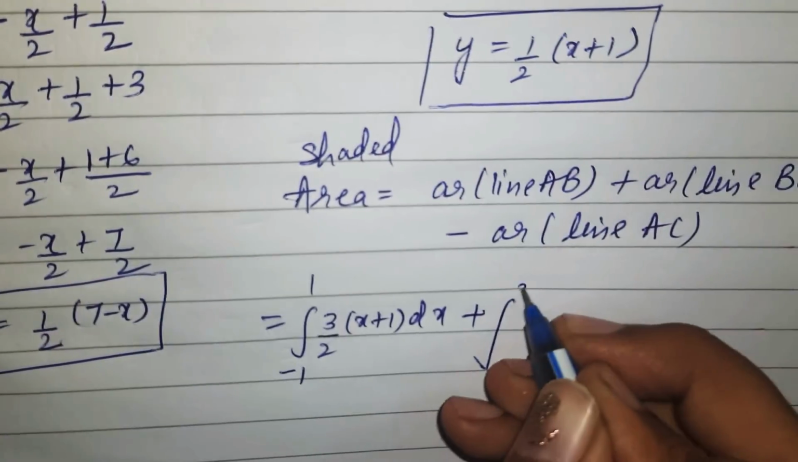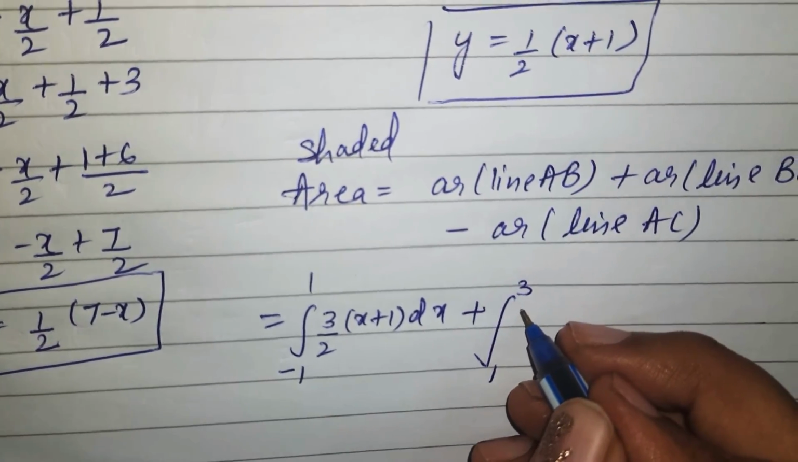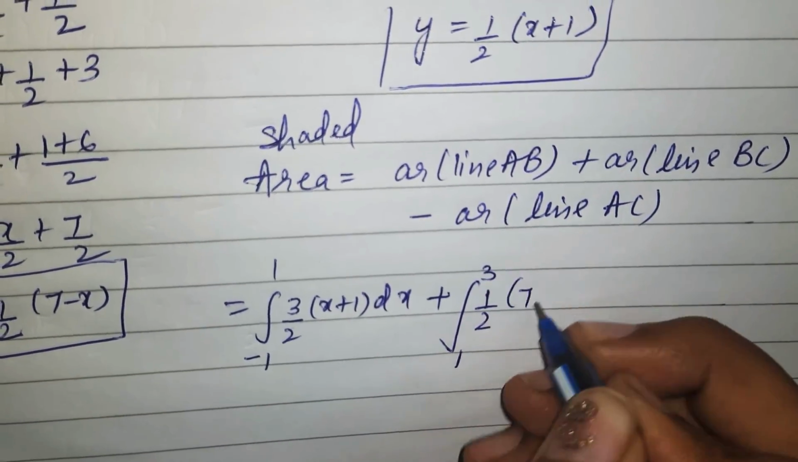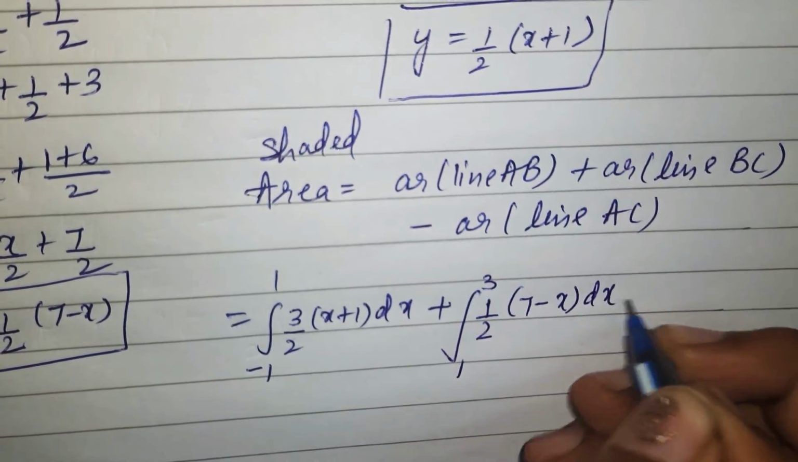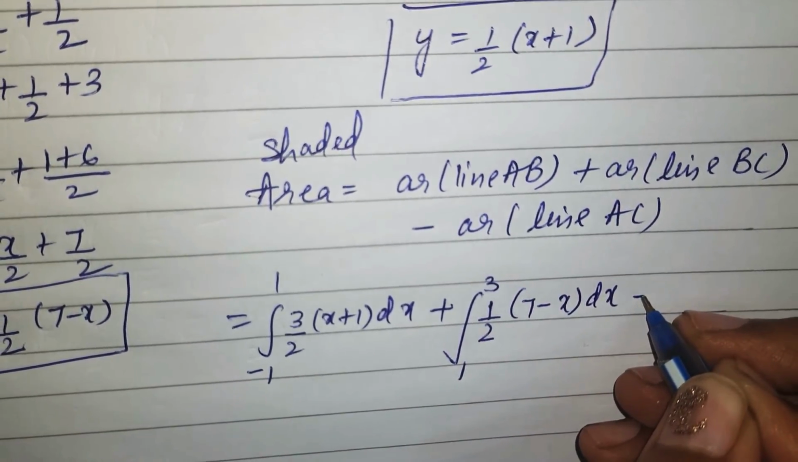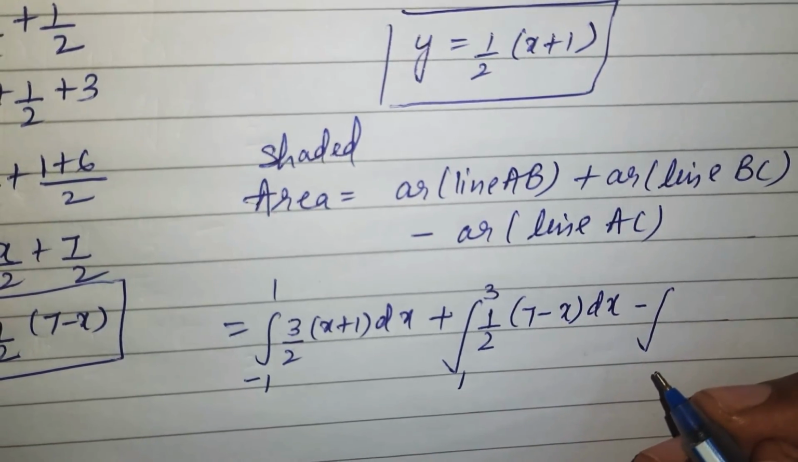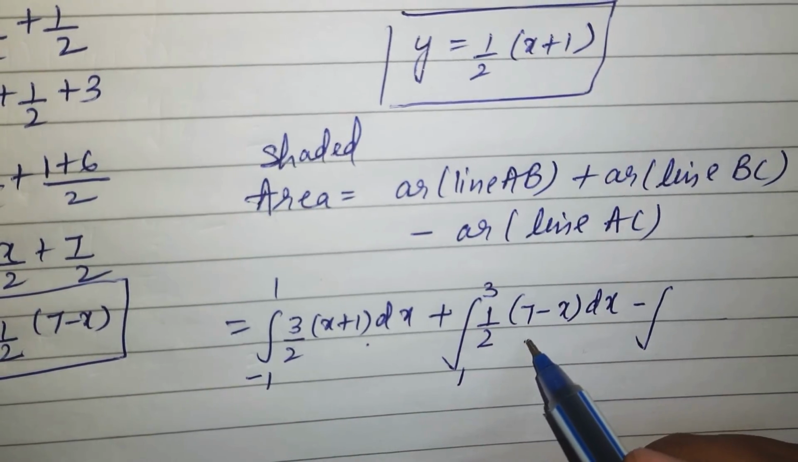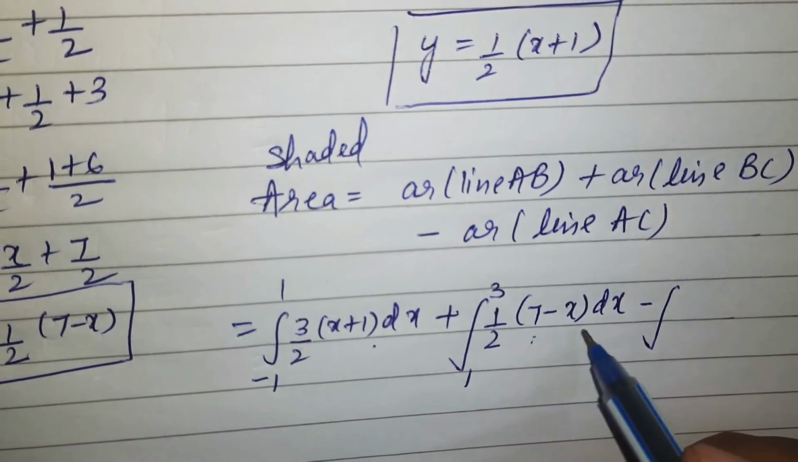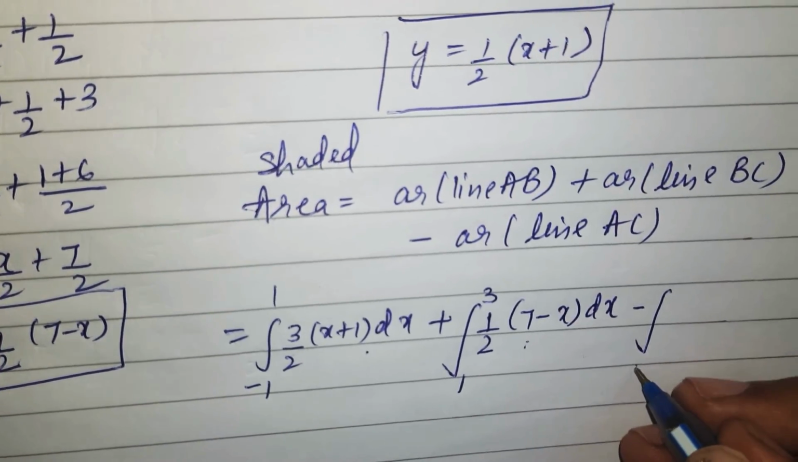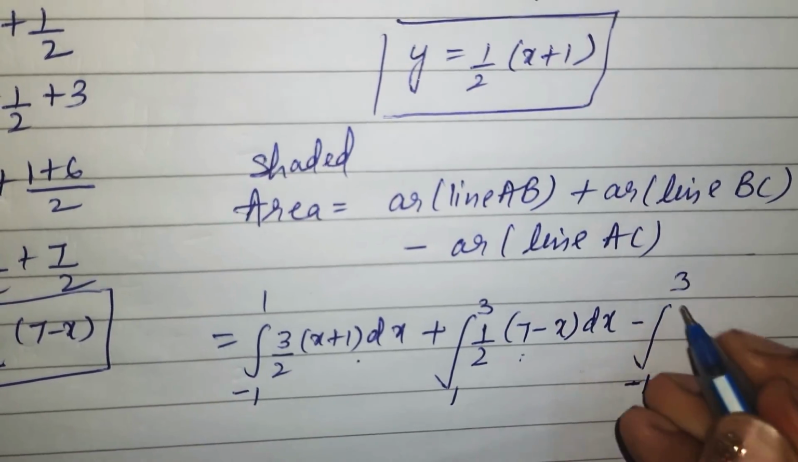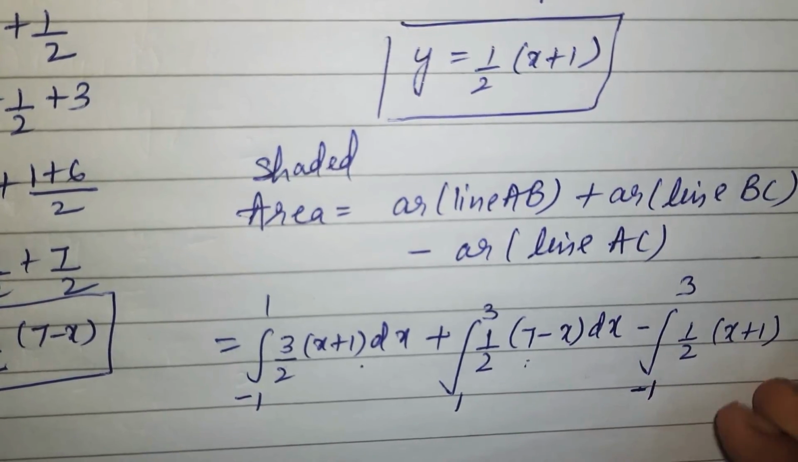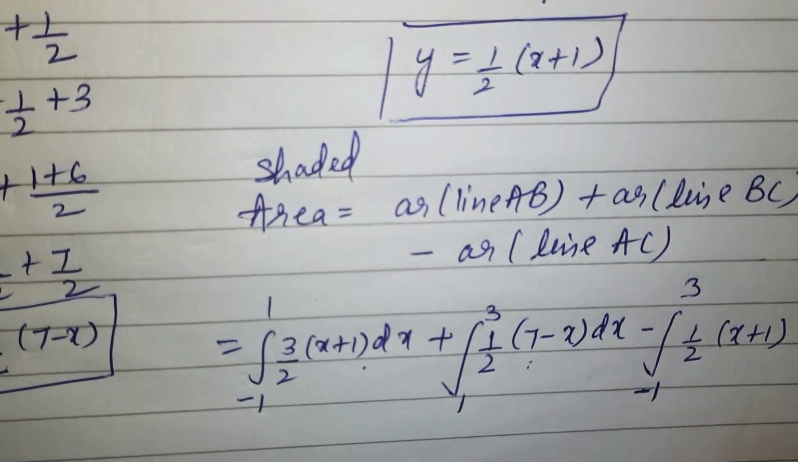Plus, from 1 to 3, the BC line, that means the BC line is 1 by 2 into 7 minus x dx. Then minus, from minus 1 to 3, the AC line, which is 1 by 2 into x plus 1 dx. Firstly I have taken the AB line, then the BC line, 1 by 2 into 7 minus x, then I am taking the limit minus 1 to 3 for the AC line. So you will be getting this.